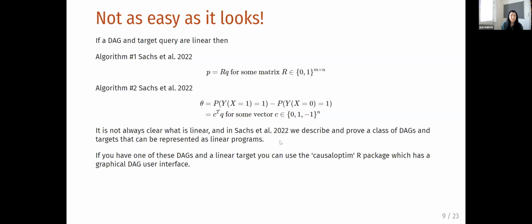So if you use our package Causal Optim, it will restrict you to this class of DAGs and estimands, and it won't attempt to do the bounds outside of that. That's not to say that there aren't linear cases outside of this class of DAGs and estimands of interest. It's just that we know that these are and will always be linear.